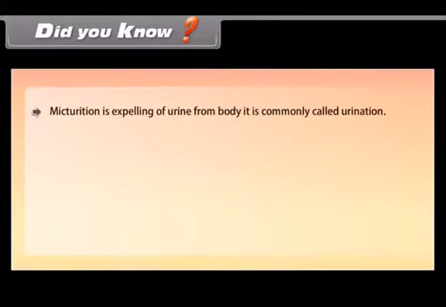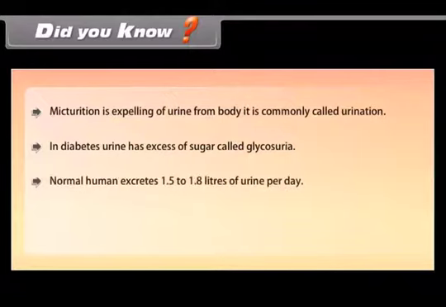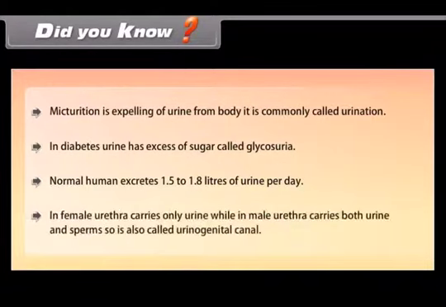Did you know? Micturition is the expelling of urine from the body. It is commonly called urination. In diabetes, urine has excess of sugar, called glycosuria. A normal human excretes 1.5 to 1.8 liters of urine per day. In females, the urethra carries only urine, while in males, the urethra carries both urine and sperms, so it is also called the urinogenital canal.